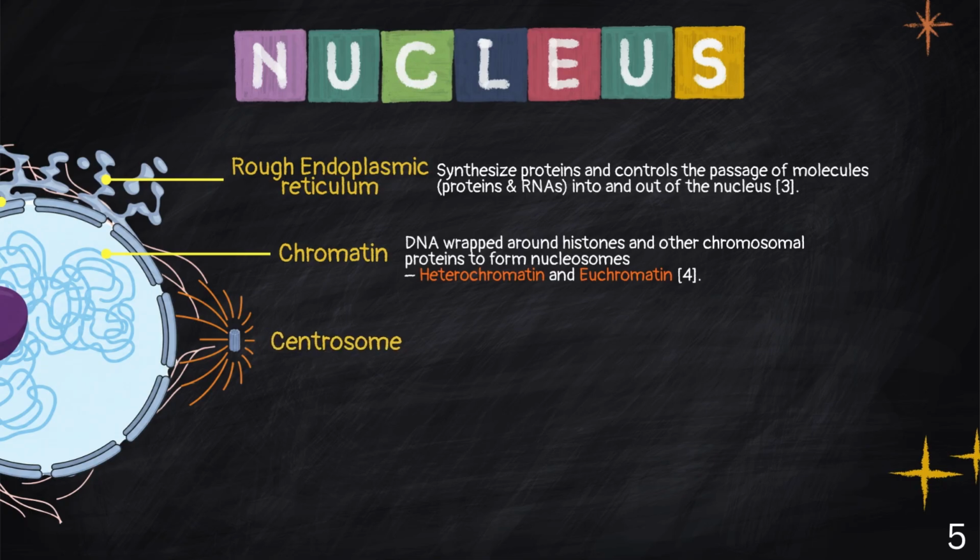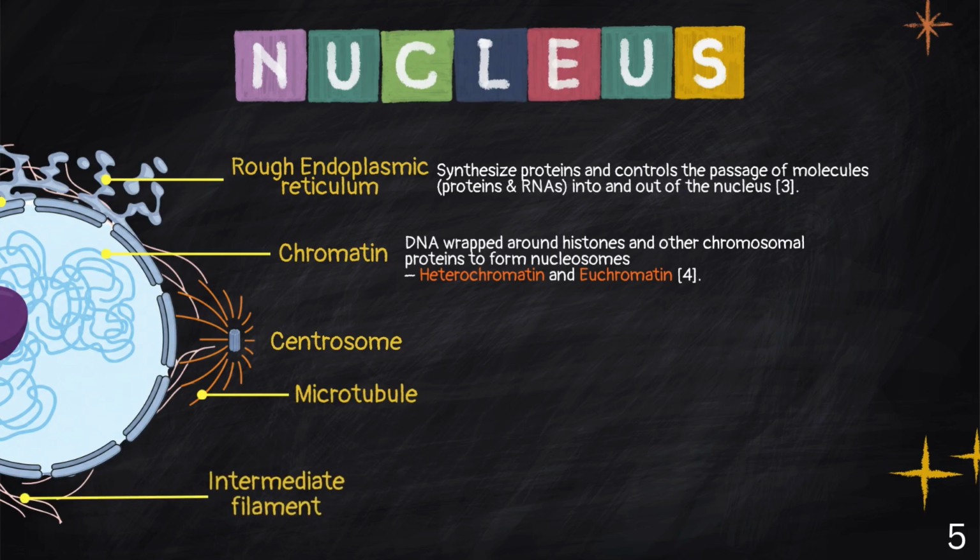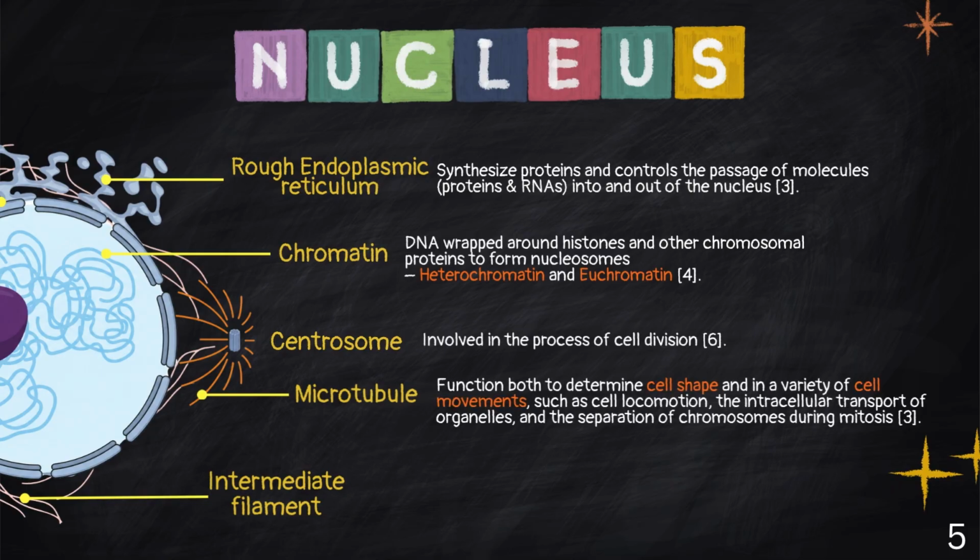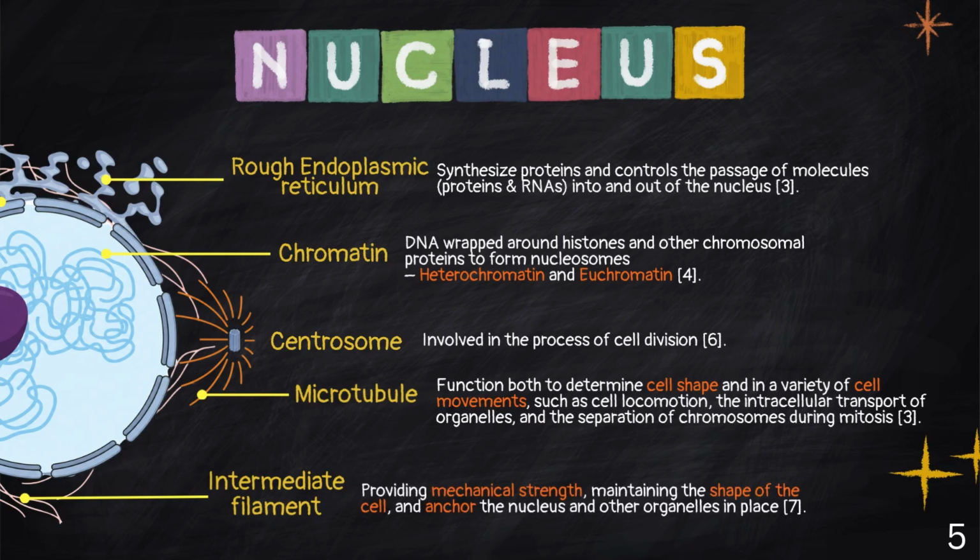Although centrosomes, microtubules, and intermediate filaments are located outside the nucleus, they can indirectly influence nuclear shape and groove. The centrosome is involved in cell division, microtubules help maintain cell shape and movement, and intermediate filaments provide mechanical strength and help anchor the nucleus in place.